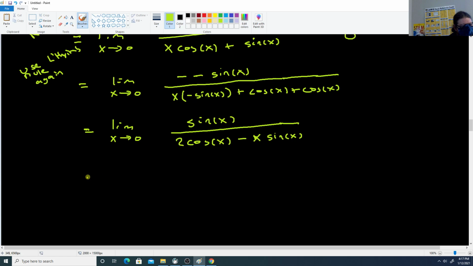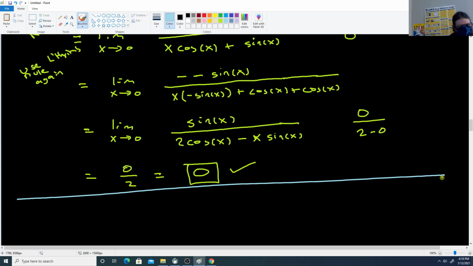So when I put 0 into the top here, sine of 0 is 0. All that over 2 times cosine of 0 is 1, so that'll be 2 minus 0, since sine of 0 is 0. So this is equal to 0 over 2. That's not indeterminate form anymore. 0 divided by 2 is just 0, so we get 0 back for our limit on that one.